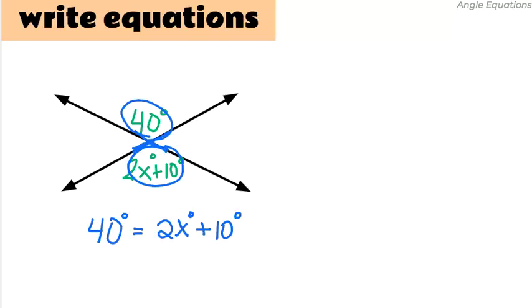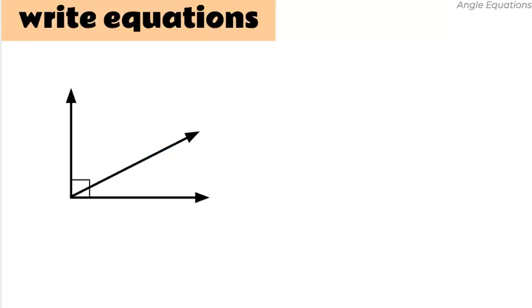All right, next one. We have a right angle here. Go ahead and label this first one 50 degrees plus x degrees. And the smaller angle is 20 degrees. So label those two angles.